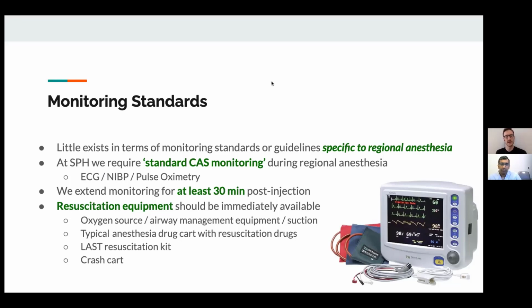And just basic, good housekeeping things. We want to ensure we have resuscitation equipment immediately available. So we want to be prepared to manage an airway. We want to have access to a typical anesthetic drug cart with our usual resuscitation drugs. We want to have a local anesthetic systemic toxicity resuscitation kit as well, because should this complication occur, that's probably not the time to be scrambling to find where to get intralipid from the hospital pharmacy, for example. So it's worth preparing ahead of time. And also the crash cart, which should be ubiquitous wherever we're providing anesthetic.